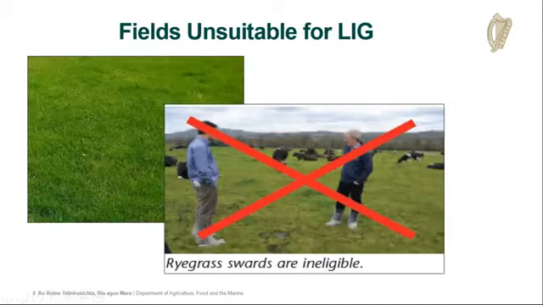So the fields that are unsuitable for LIG, it's quite important now that these fields are not selected to come into the programme, because it won't work. It won't work for you as advisors. It won't work for the farmer. They're not designed to fit into the scorecard. They won't receive a decent score, and they'll receive a poor payment if these fields are entered. They're not eligible. You can search a ryegrass field for indicator species, and you won't find any. They're not going to be there. So the ryegrass swards are ineligible for this pilot.